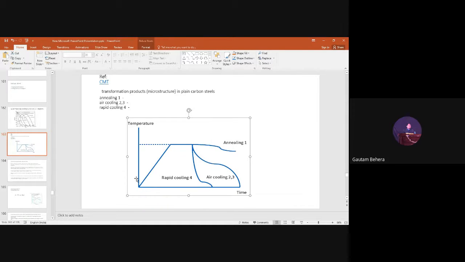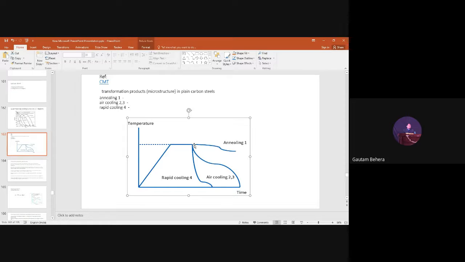So this plot is showing the heat treatment cycle, temperature versus time. This is the initial room temperature, for example. You are taking your steel to, suppose this is an austenitizing temperature, and you are holding the steel for this much of time from here to here. This is called soaking. This is the heating cycle. This is the soaking cycle now.